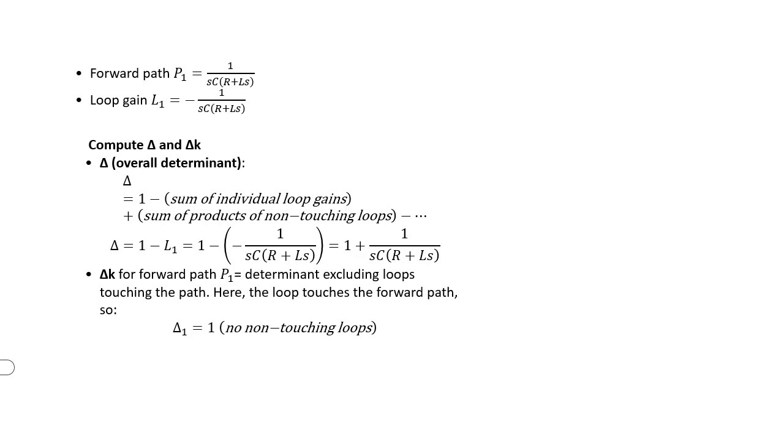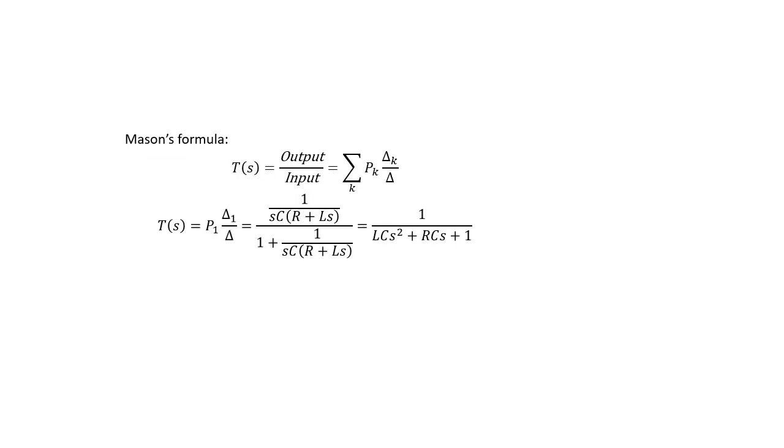Now we are finding Vo over Vi equals P1 times delta 1 divided by delta. That's the result, and you get Vo over Vi equals 1 divided by S squared LC plus SRC plus 1. This is the final transfer function.